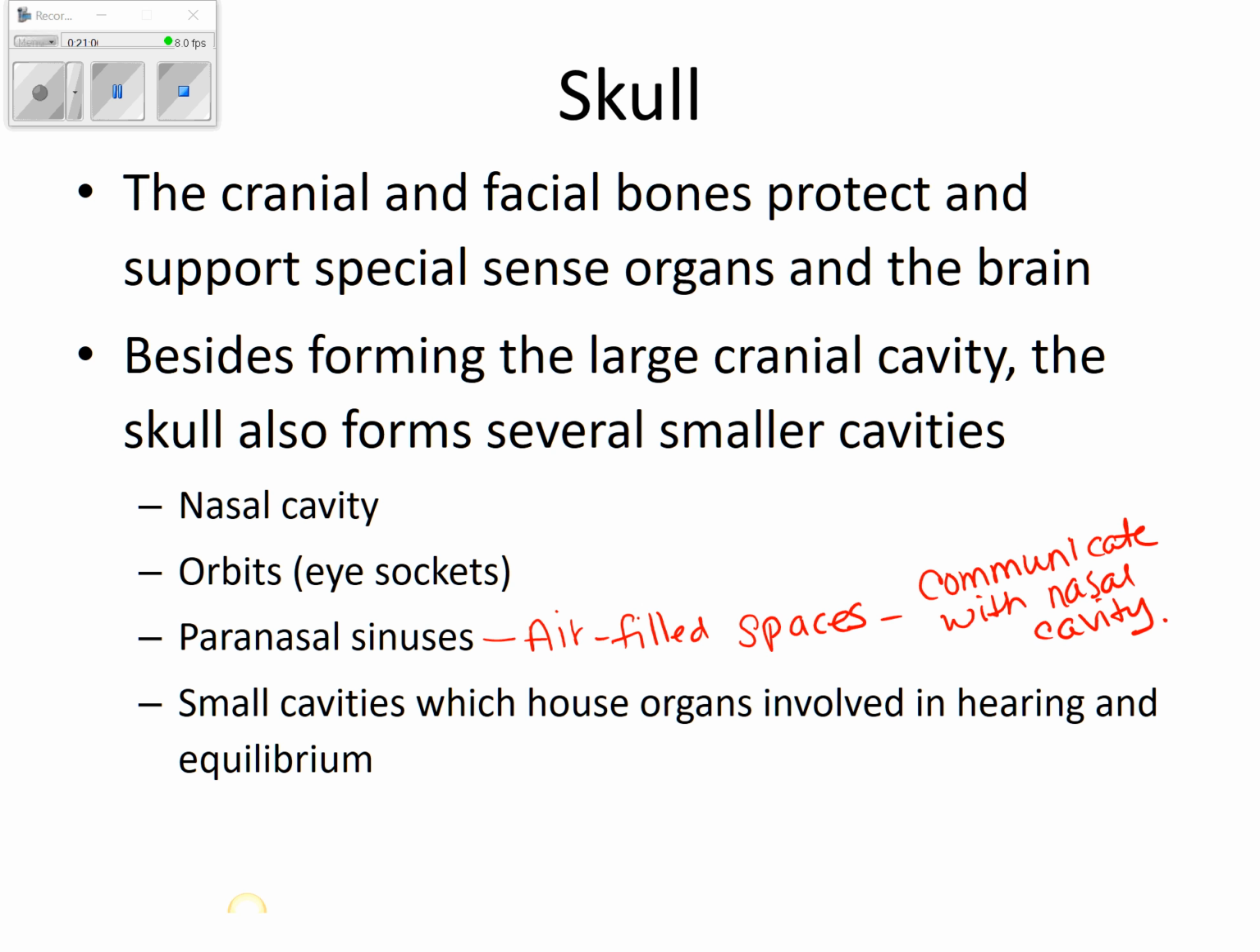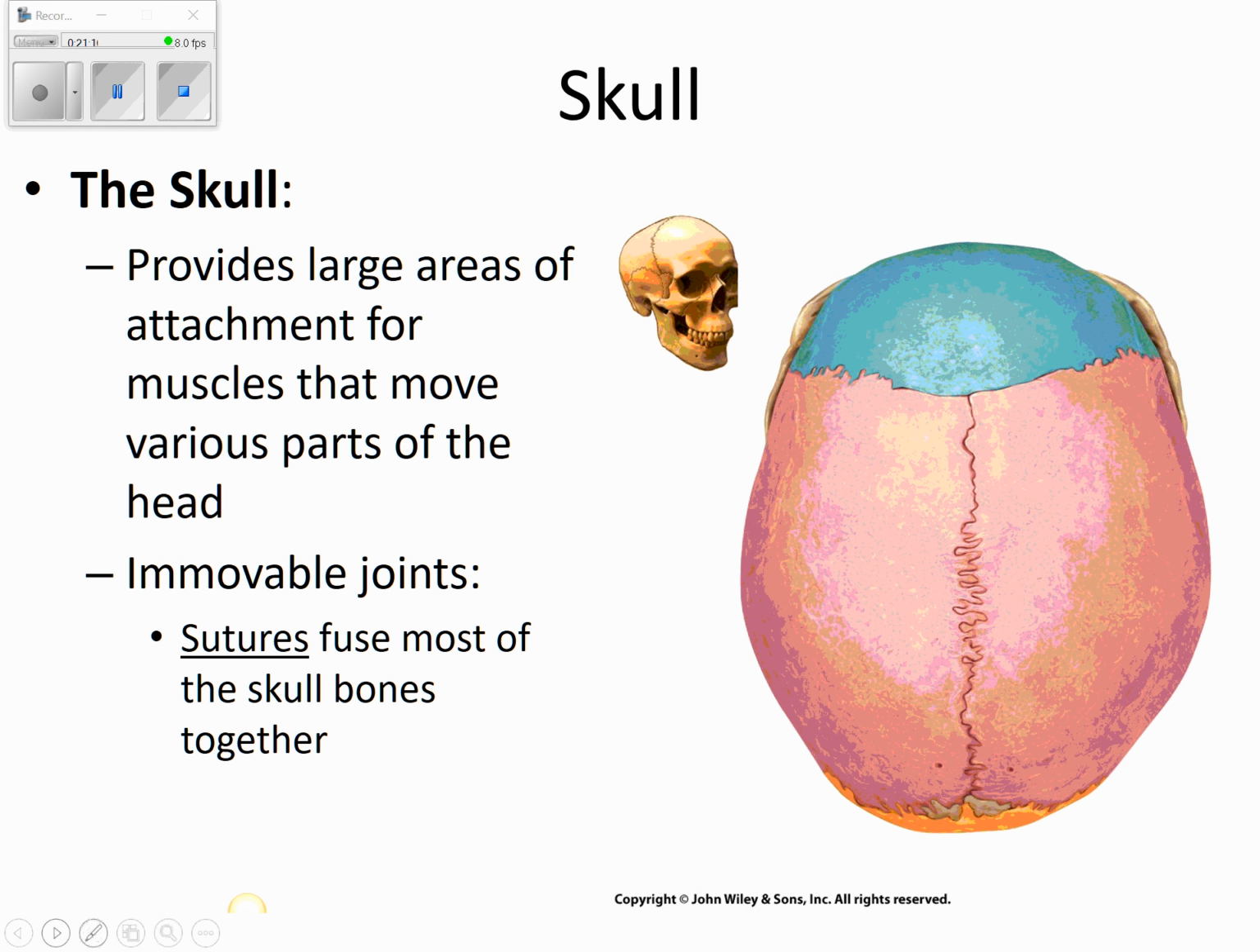And they also have small cavities which house organs involved in hearing and in equilibrium. The skull also provides large areas of attachment for muscles that move various parts of the head. You have immovable joints, which are called sutures. These are going to fuse most of the skull bones together. It provides a rigid joint between two or more hard elements, and they're held together by fibers.